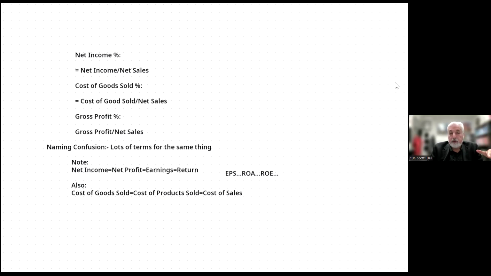Return on assets is net income divided by average assets. Return on equity is net income, or net profit, divided by average equity. And we'll talk more about those another time. Then there's the cost of goods sold, which is sometimes called cost of products sold, which is sometimes called cost of sales. All mean the same thing.